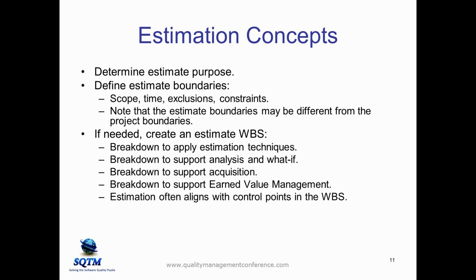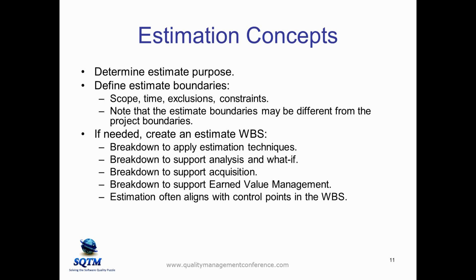We should note that the estimate boundaries may be different from the project boundaries. So the project may have certain responsibilities and requirements, but maybe some of it was estimated. For example, maybe the hardware, we have a bid from the vendor, we know exactly what that amount is, and they said exclude the hardware because we've already got that, we don't want you to worry about that. So it's part of the project budget, but it's not part of what we're trying to estimate.